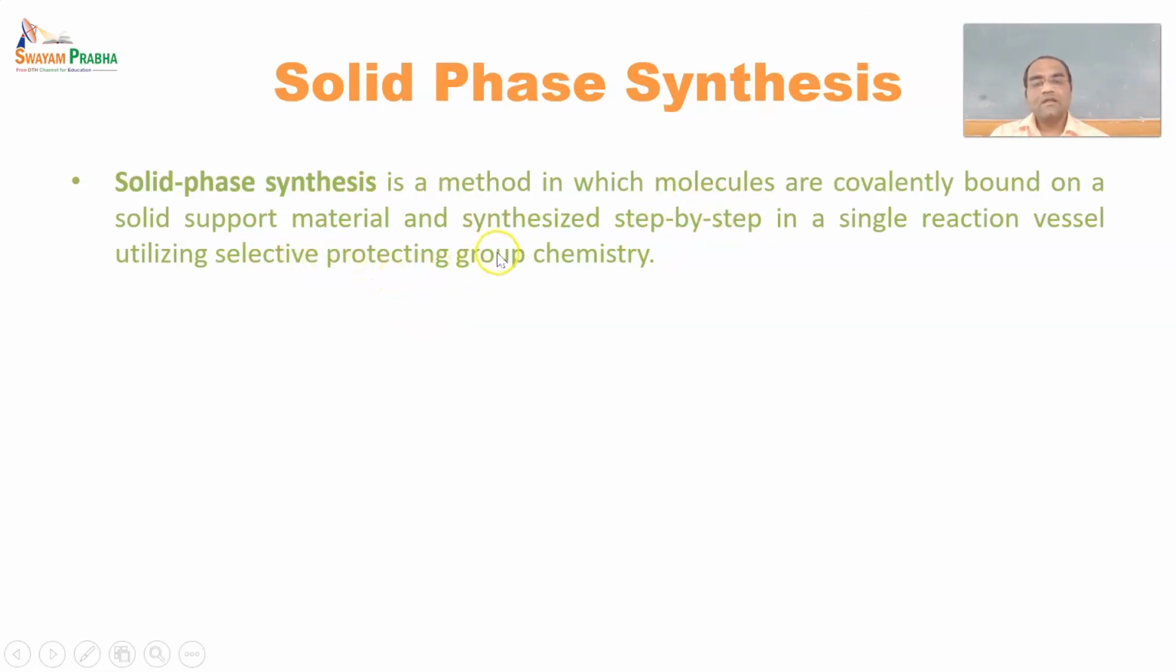And also some protecting groups, so we will come across what types of protecting groups there are in chemistry, like BOC or tertiary butyl. These are some protecting groups which are utilized, so that there will be no reaction at that active site.